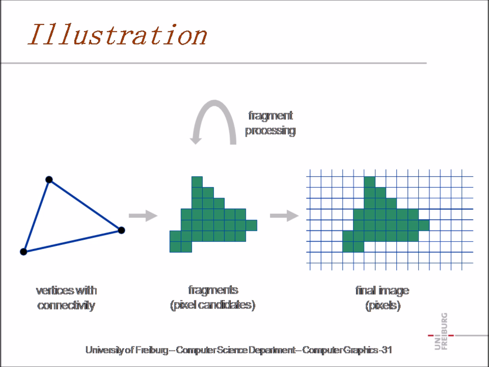Starting from left to right, at the leftmost we have vertices with connectivity, which is the input to the rasterization process. Then we receive fragments, that is pixel coordinates, as shown in the figure in the middle. And finally, the fragments are mapped to the 2D grid in order to obtain the final image in pixel form. Hence, through the whole process, it is concluded that fragment processing is important to finalize the rasterization process.